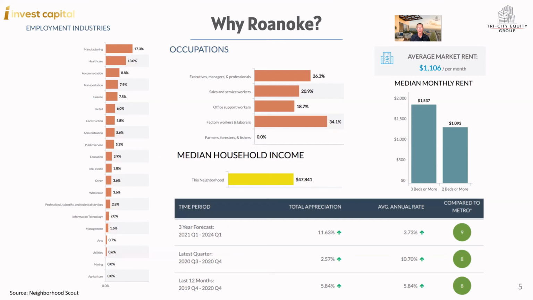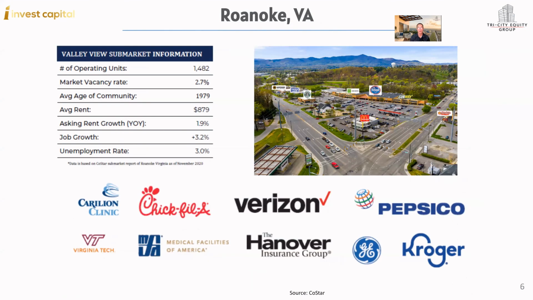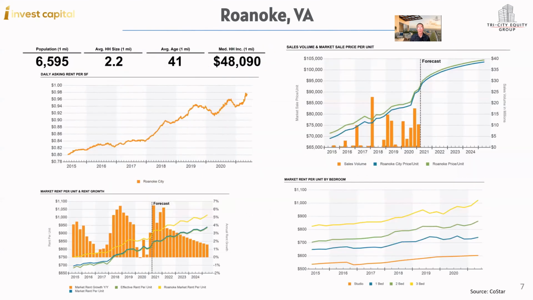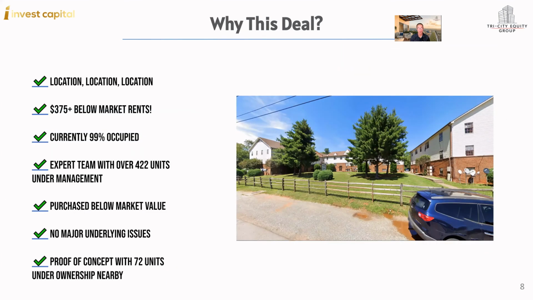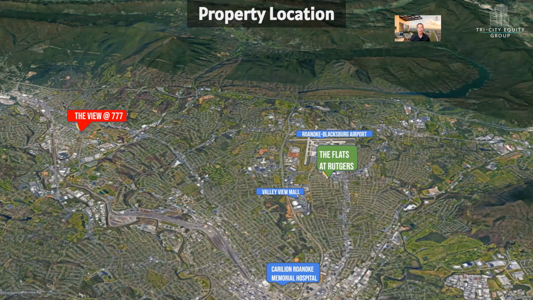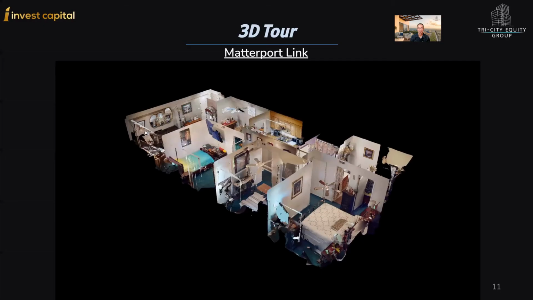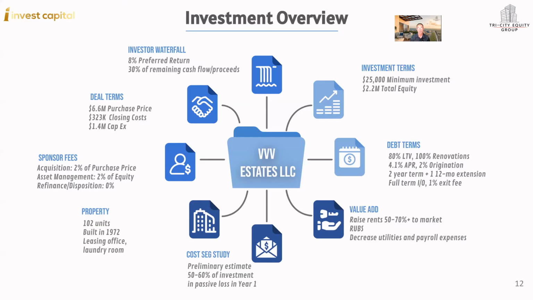And then some graphics on the area, Roanoke, a map with the overview of the area, and some stats that we pulled from CoStar, showing the demographics and the income and those kinds of numbers, and reasons for investing in this deal. And this map I built on Google Earth. And then we have a drone video, 3D tour. And this is the high level for the investment with the various financial metrics.